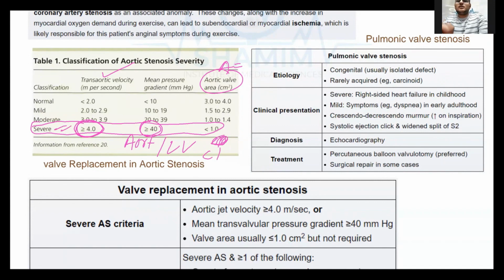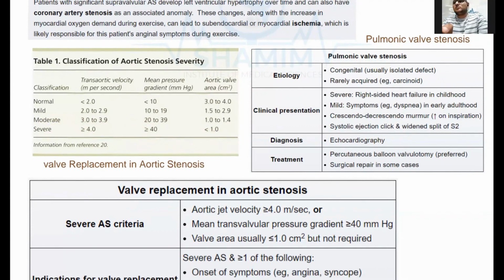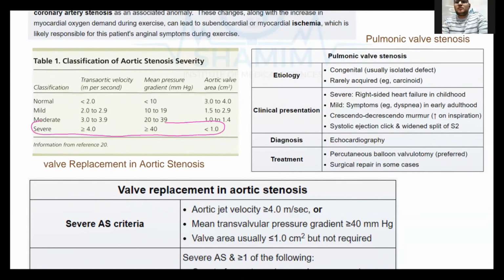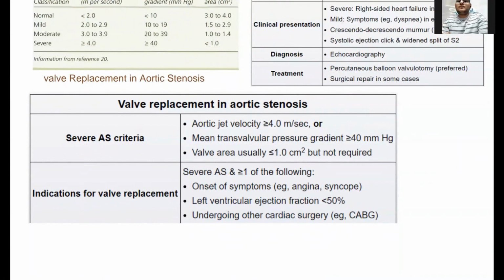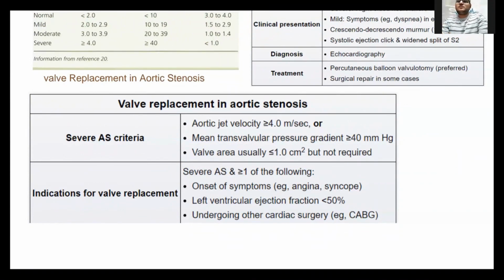That is called severe aortic stenosis. Why is it important? You must remember this, because only severe aortic stenosis is the indication of valve replacement. Severe is when there is jet velocity greater than 4, transvalvular pressure greater than 40, and valve area less than 1. This is the indication of valve replacement.